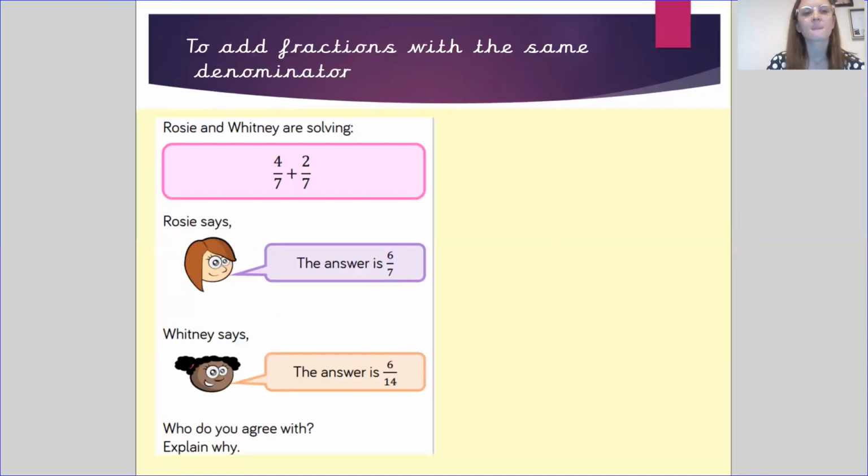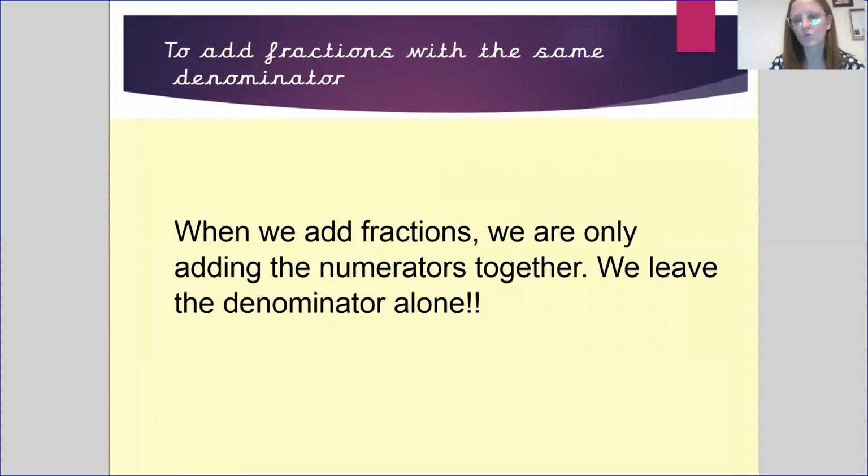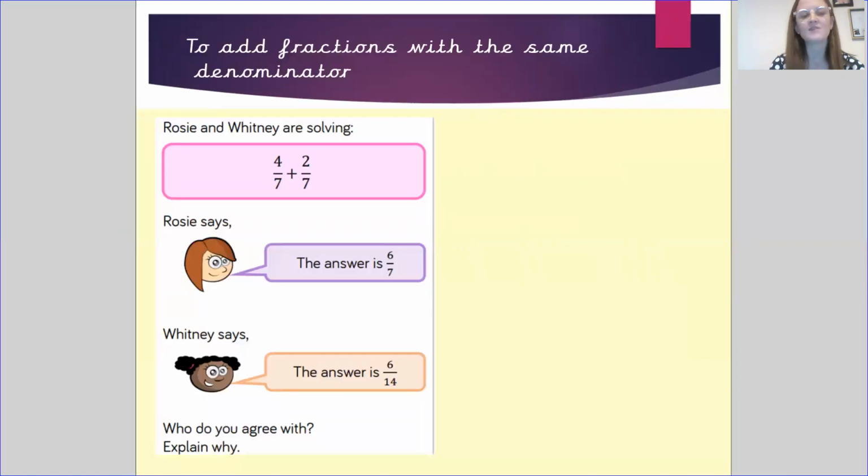Right. Rosie and Whitney are solving these questions. Rosie says that our answer is 6 over 7, but Whitney says the answer is 6 over 14. Who do you agree with and explain why? I want you to think back to our rule here that when we're adding fractions, we only add the numerators together and the denominator stays the same. So have a look at these questions. You can work it out yourself if you would like, and then you can explain to me which one is correct or which one you agree with and explain why.